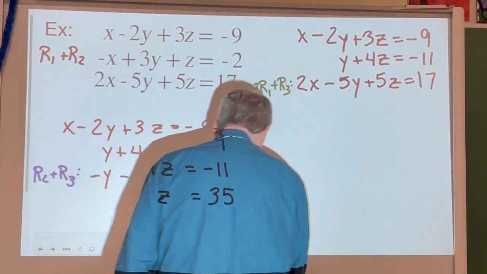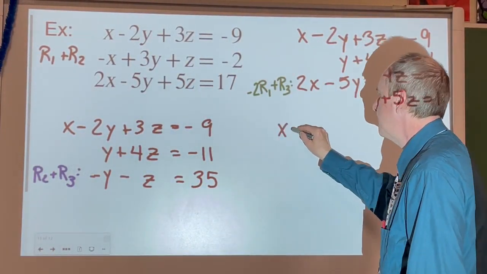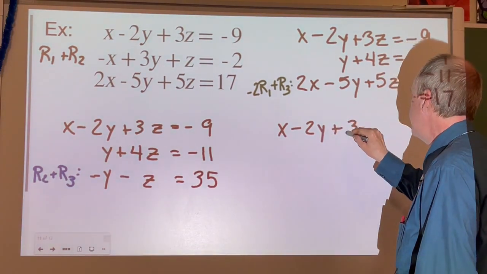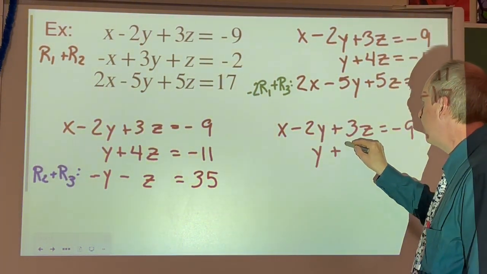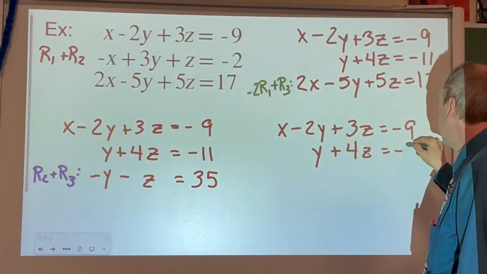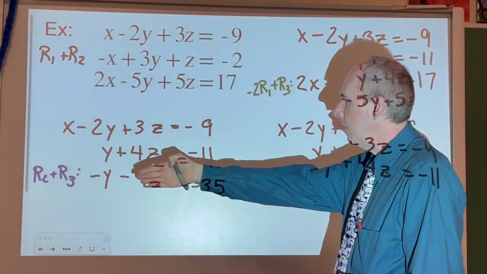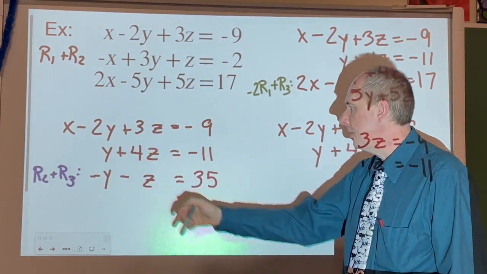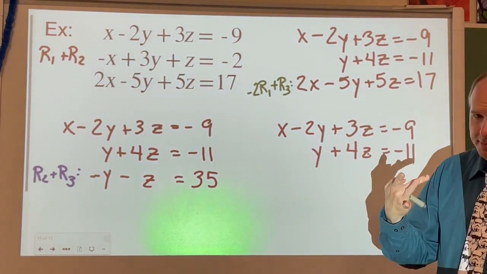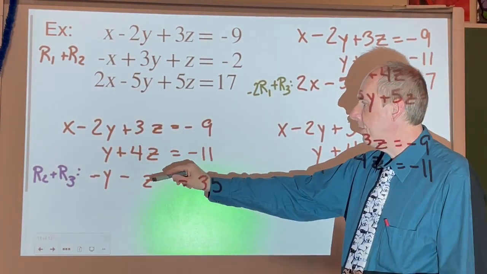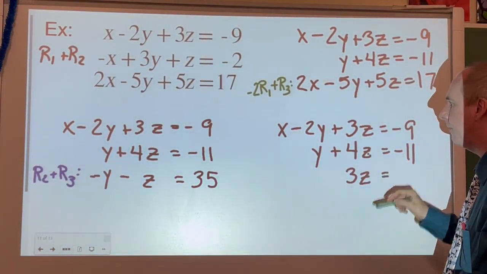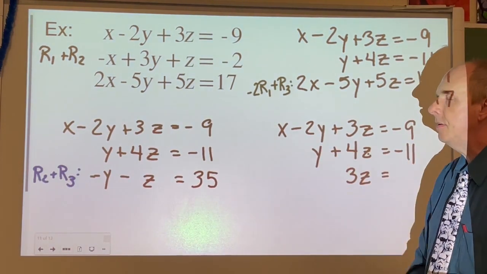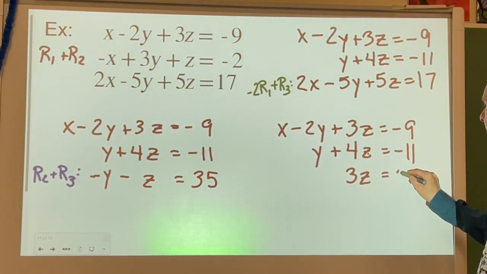First two rows will stay the same. X minus 2y plus 3z equals -9. Y plus 4z equals -11. Now adding row 2 and row 3. Y minus y would be 0. Awesome. Those are gone. 4z minus 1z would leave me 3z. -11 plus 35 would be 24.